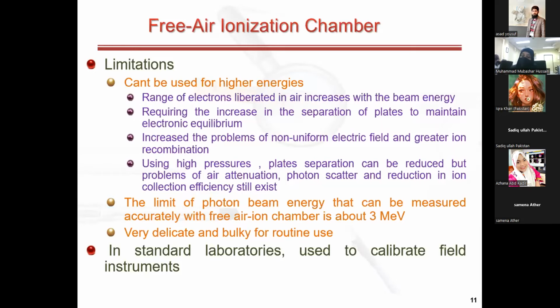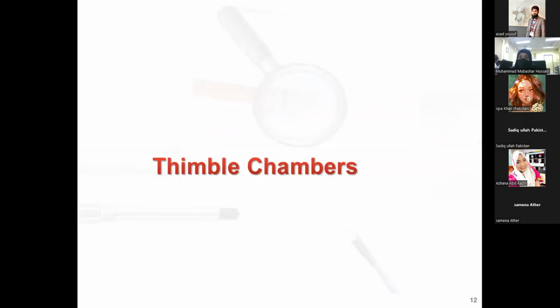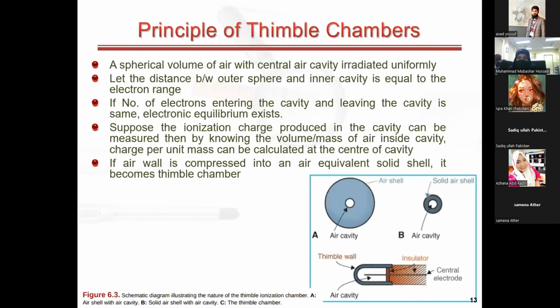To overcome these limitations, there is another type of chamber called the thimble chamber. This is very compact in size. These chambers are also called cavity ionization chambers, because they work on the principle of cavity theory. This figure illustrates the principle of thimble chambers.